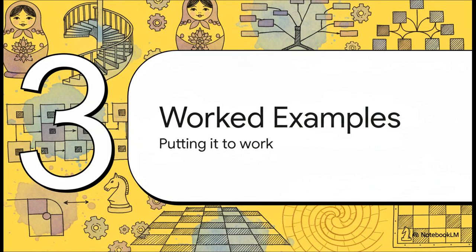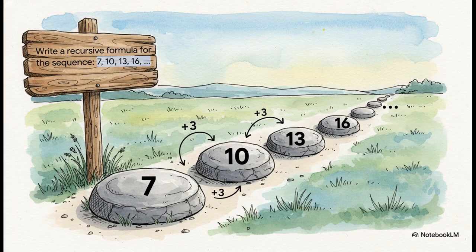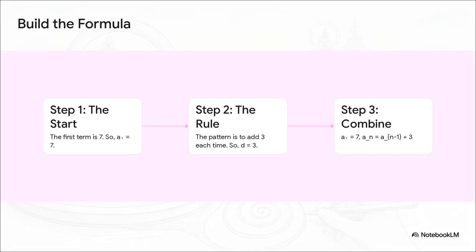All right, enough theory. The absolute best way to understand this stuff is to see it in action. So let's roll up our sleeves and apply what we've just learned to a couple of classic examples. Let's start with this sequence, 7, 10, 13, 16, and it just keeps going. Our job is to write down the scavenger hunt instructions, that recursive formula that perfectly describes this pattern. And we just follow our simple two-step process. Step 1, find the start. Well, the first term, a sub 1, is 7. Easy. Step 2, find the rule. What are we doing each time? We're just adding 3. So our common difference, d, is 3. Put those two pieces together, and boom, you've got your complete formula.